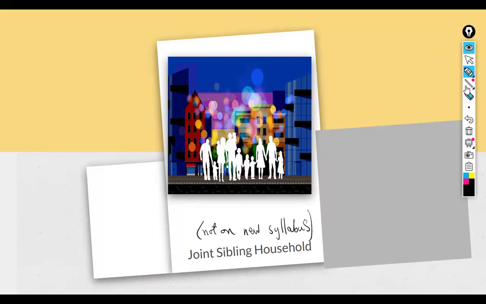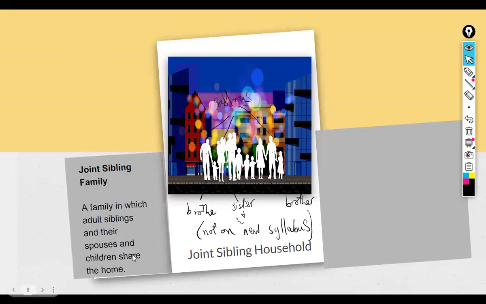So if you look at the picture, you could make out adults, adults, adults, adults, adults. Perhaps this is a brother, perhaps this is a sister and husband, perhaps this is a brother and wife. So perhaps three of these people are siblings. Let's just imagine this is how it breaks down. And they share a home. They share this giant home in the background, and they share food and they share responsibilities to take care of the bills and so on. Then that is a joint sibling household. So a family in which adult siblings and their spouses and children share the home. You'll note that in this case, different from extended family, there are no grandparents. It's just really the adult siblings who are the same generation.